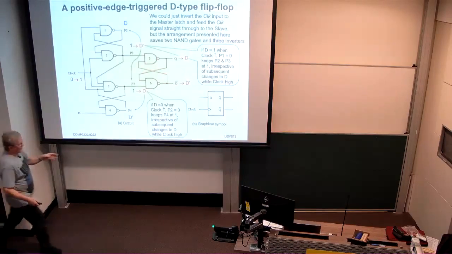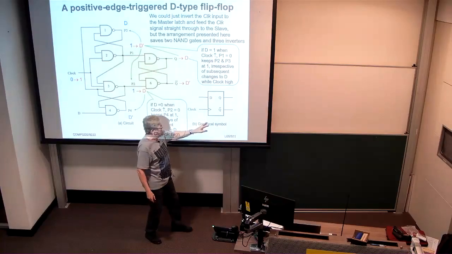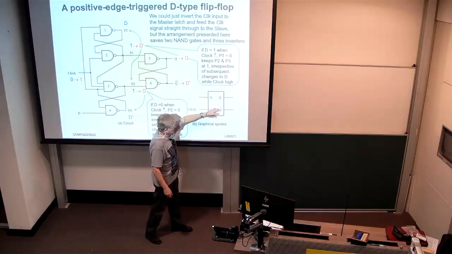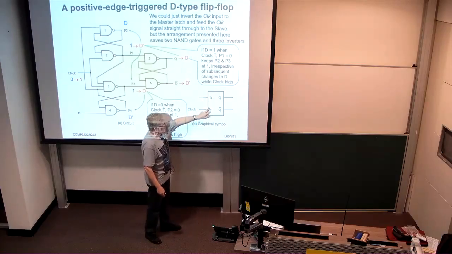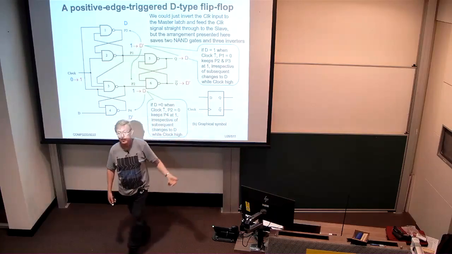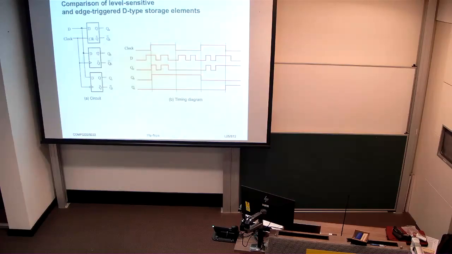So one last point. The graphical symbol for a positive edge-triggered D-type flip-flop is as such. It has a D input, Q and Q bar as outputs, and a clock with a notch on it to indicate that it's edge-triggered, and there's no bubble, so this is a positive edge-triggered D-type flip-flop. So changes in state happen on the rising edge of the clock.